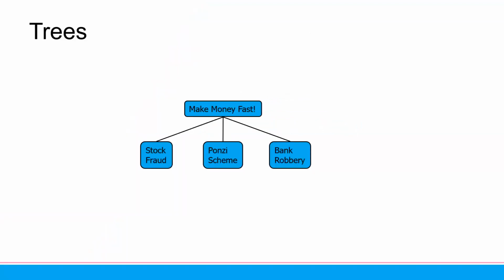The tree ADT, we call it tree because we have something at the root. We call this the root. And we can have something on the leaf.